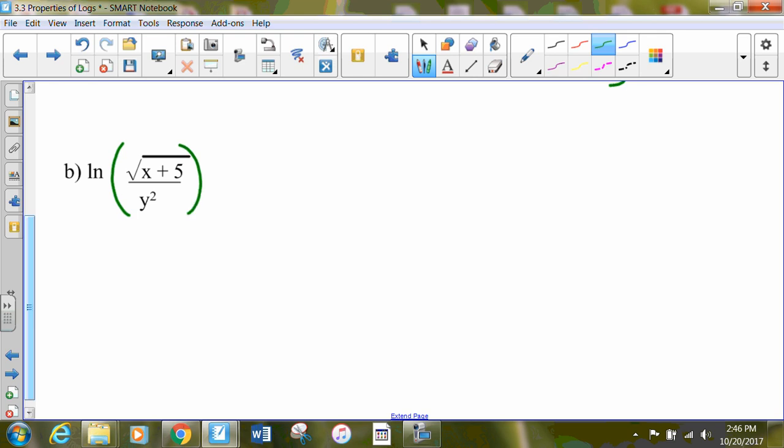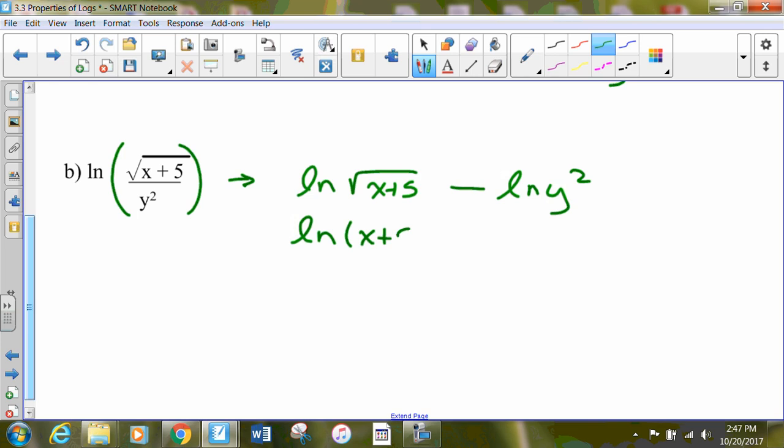And so that's the same thing as writing natural log of square root of x plus 5 minus natural log of y squared. We're going to stop and do a rewrite. It's not using a property, it's just rewriting, so we can use a property. That square root, just like we talked about in class, we want to write that as a power, as an exponent. So we know that the exponent 1/2 is the same thing as the square root.